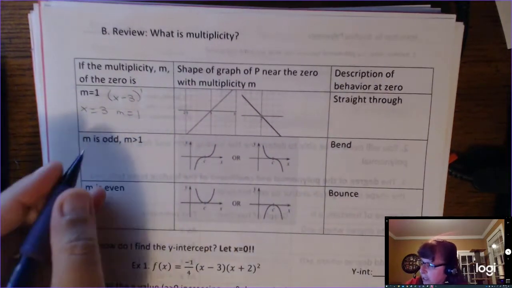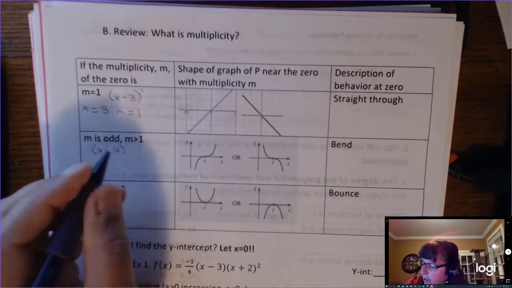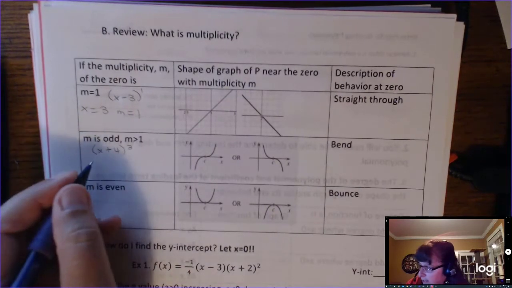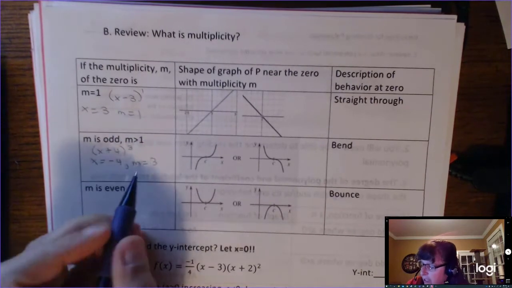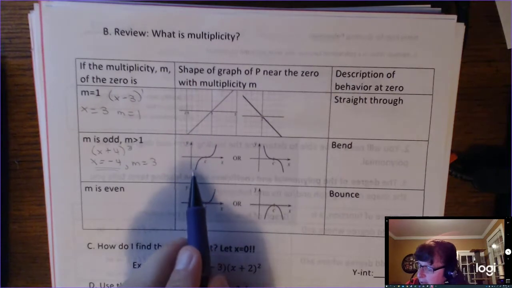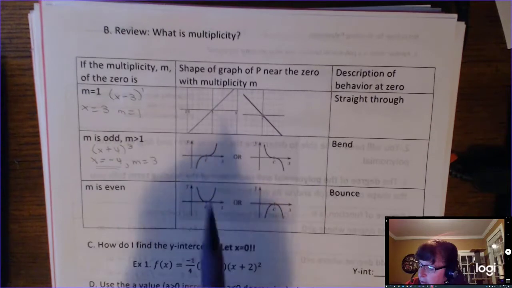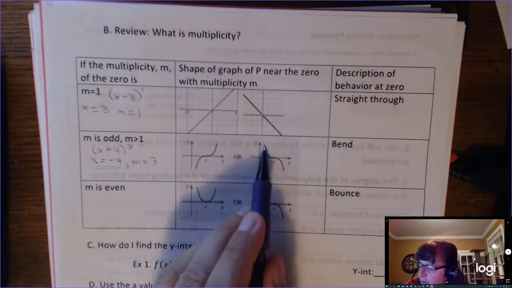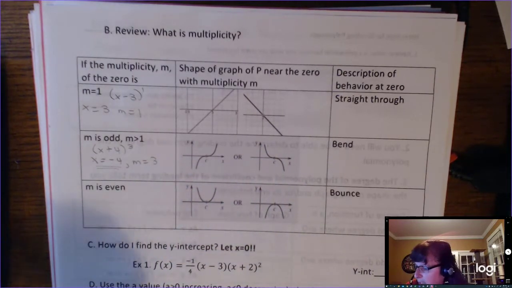Okay, if your m is odd, like if you had a factor x plus 4 to the third power, then negative 4 would be your 0, but it would have a multiplicity of 3. And what's going to happen at that 0, because of the odd multiplicity, is it's going to be a bend. So if you start out below, it'll be an upside down U and then turn into a right side up U. If you start above at that 0, it'll be a U and then an upside down U. And you have to practice getting good at doing bends.